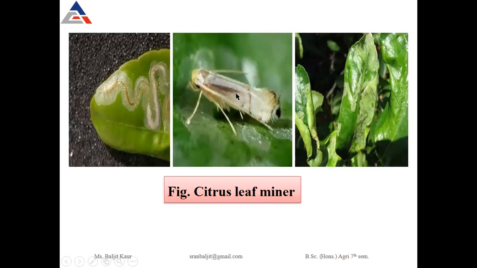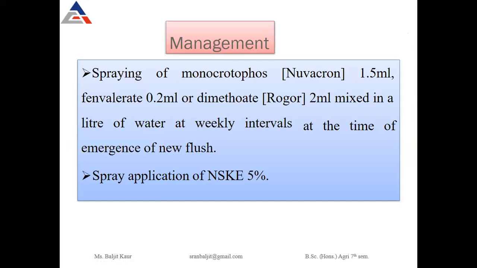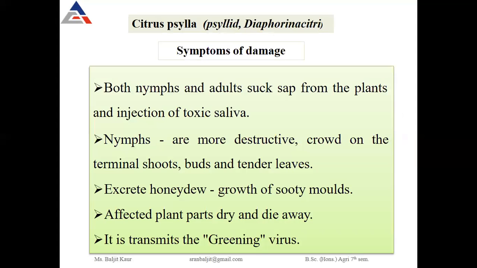This is the picture of leaf miner, showing the leaves when they feed on them. There is a silvery appearance on the leaves of citrus. In this picture you can see the silvery appearance due to citrus leaf miner. To manage citrus leaf miner, we have to spray monocrotophos, or we can spray fenvalerate or dimethoate. These can be sprayed, and we can also apply NSKE, and neem cake can also be applied.